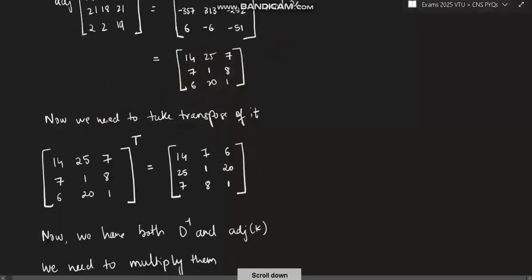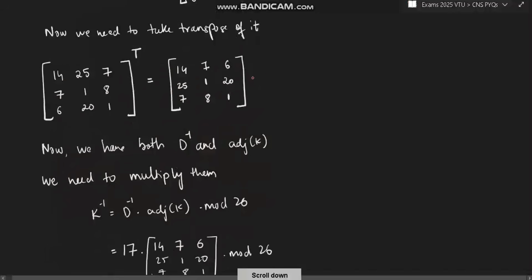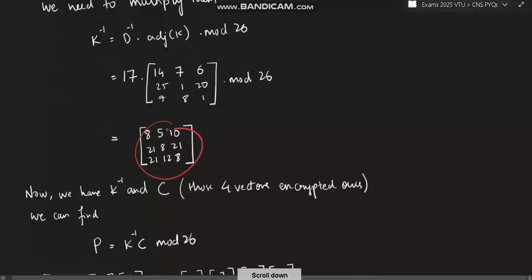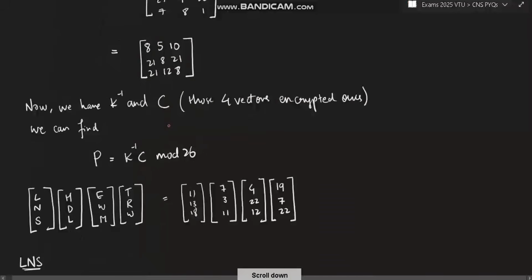Now take the transpose of it. Transpose, how you will do: 14 25 7, put it here. 7 18, you put it here. 6 21, you put it here. You'll be getting the transpose. This is the adjoint of K. Now we have both the D inverse and the adjoint of K. Multiply both of them, do the mod 26, and you'll be getting an answer here. This is K inverse. We have K inverse and C.